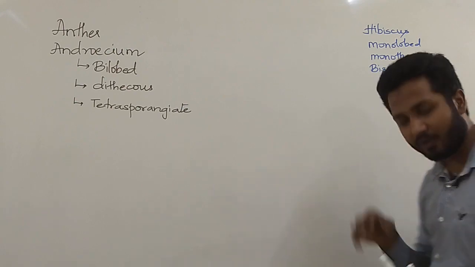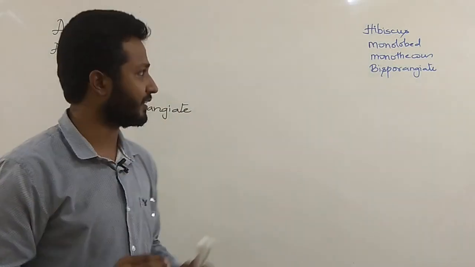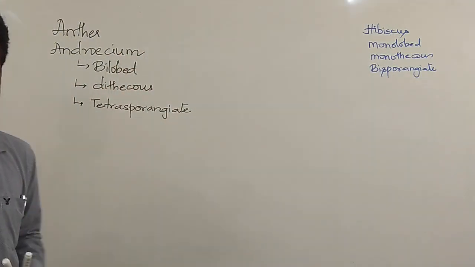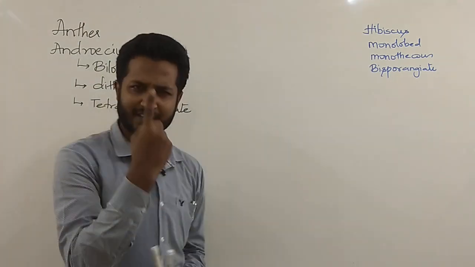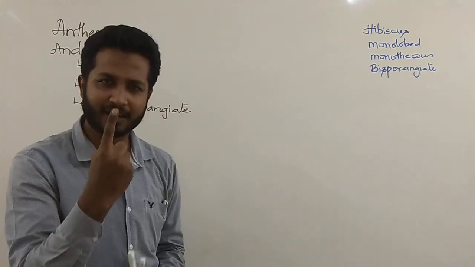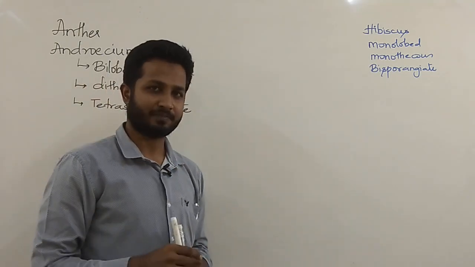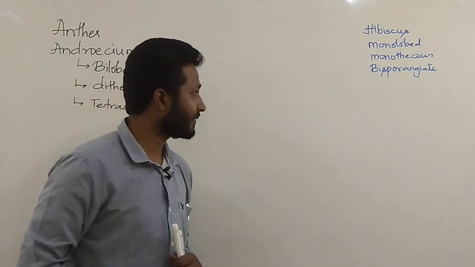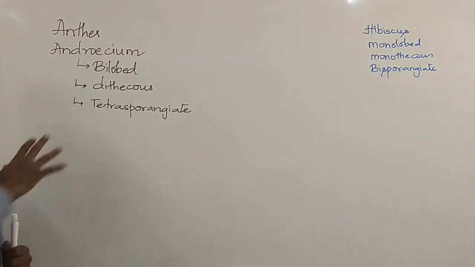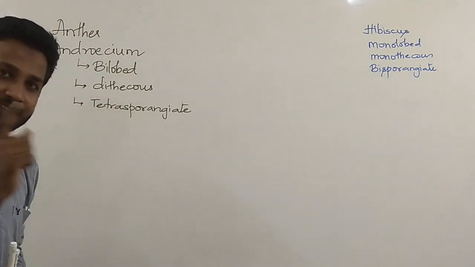It is a peculiar feature with respect to NEET that we need to know: hibiscus is a plant which has a monolobed, single lobe, with only one theca layer, one separating layer, and there are 2 sporangium layers, 2 sporangium bags. We will draw the anther and analyze the details.